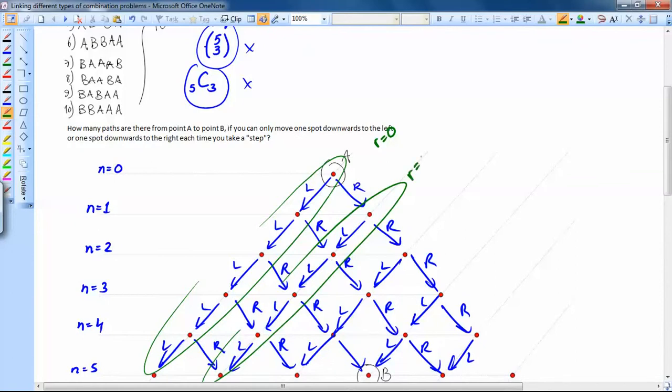had 1 right turn involved. No matter how I got to those points, I only took 1 right turn. In this one I'd take 2 right turns, this one I'd take 3 right turns, 4 right turns, and so on.